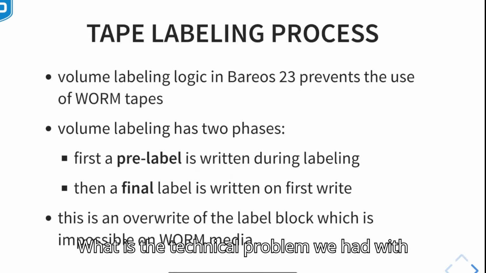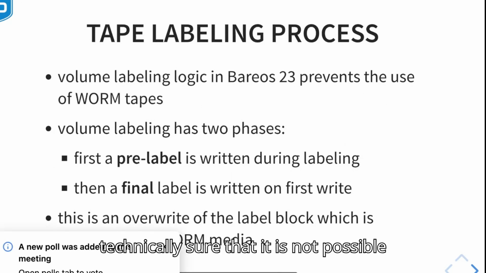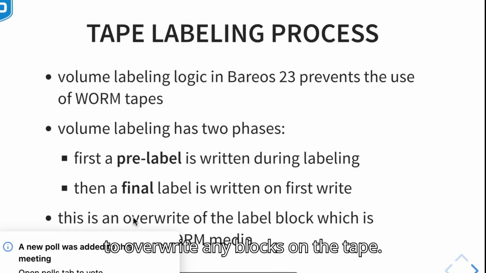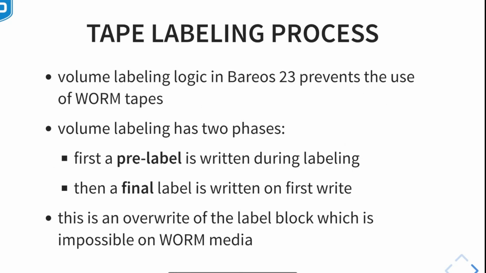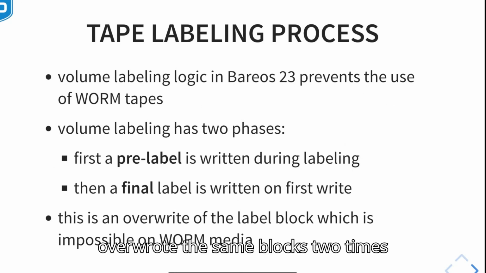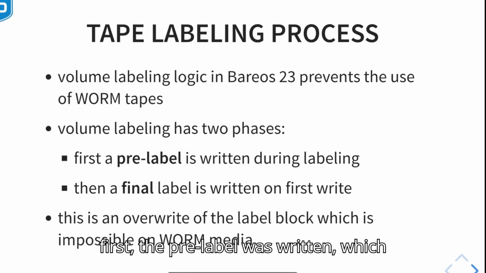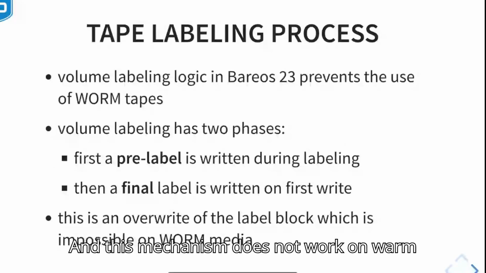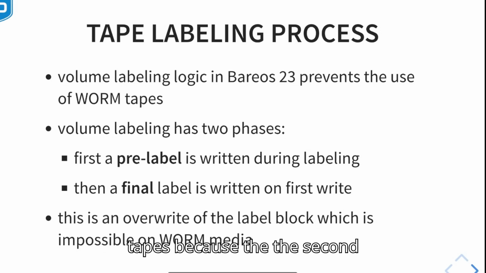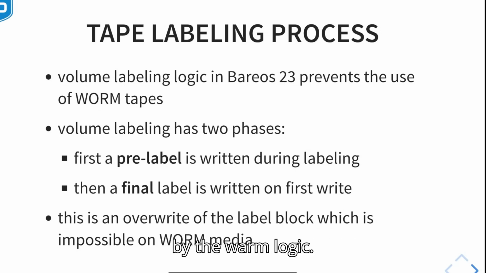What is the technical problem we had with WORM tapes? WORM tapes make technically sure that it is not possible to overwrite any blocks on the tape. But unfortunately, the volume labeling logic in Bareos 23 overwrote the same blocks two times, because when the volume labeling was done, first a pre-label was written, which was then overwritten by a final label. And this mechanism does not work on WORM tapes because the second overwrite of the same block is inhibited by the WORM logic.